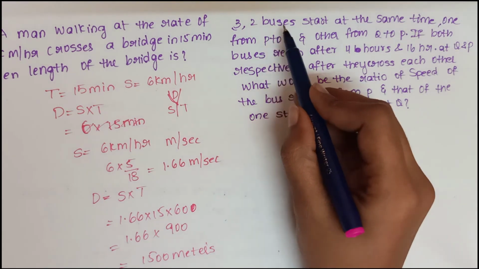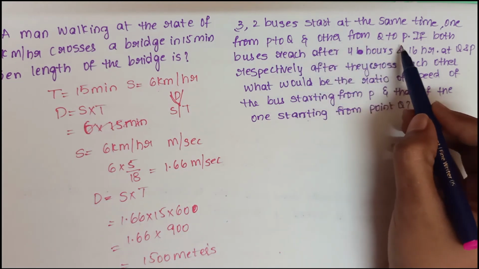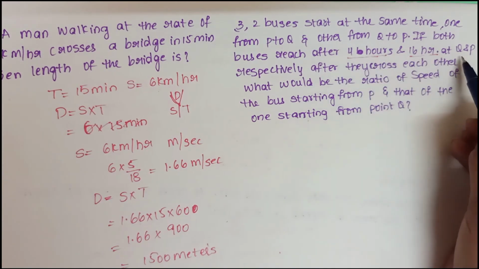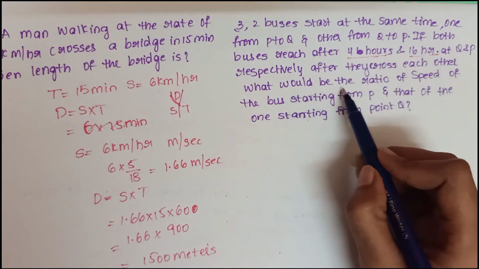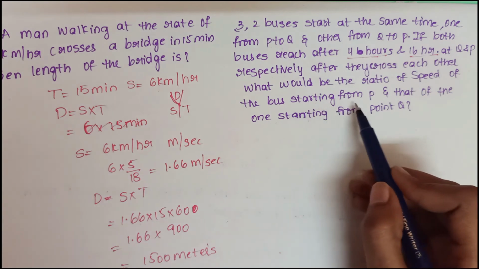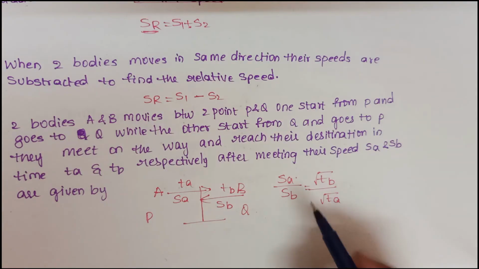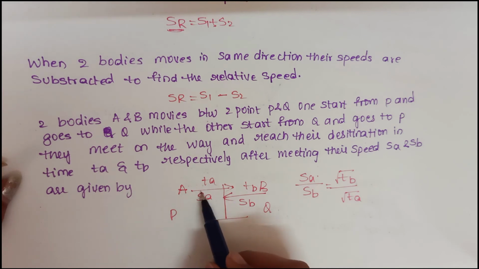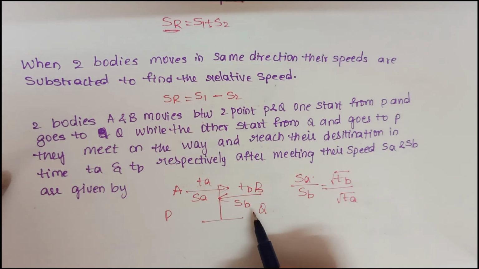Now example 3: two buses start at the same time, one from P to Q and the other from Q to P. If both buses reach after 4 hours and 16 hours at Q and P respectively, after they cross each other, what would be the ratio of the speed of the bus starting from P and that of the one starting from Q? This is the formula. Before I explain, where A and B are at distance P and Q, they are traveling in opposite directions with the times TA, SA and TB, SB. So we should use this formula for this.